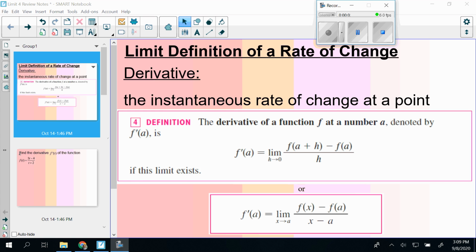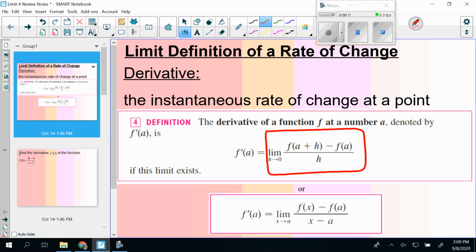Okay, now we're going to extend limits to look at rate of change. If you want to find the instantaneous rate of change at a point, that is called a derivative. And how we do that is we're going to use this limit definition here.